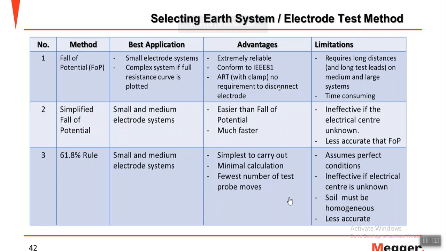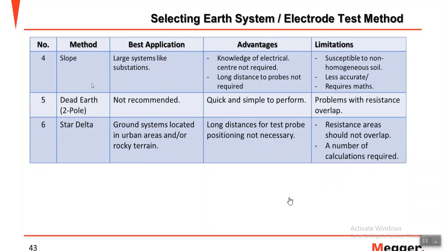technique. I didn't explain this, but it is actually almost the same as the clamp on, but here this method still uses the fall of potential, and we add one clamp to measure the current flowing to the electrode under test. The limitations you can also see on this chart. And simplified fall of potential can be used on small and medium electrode systems with some advantages and some limitations. And the slope test is especially very good for large systems like in a substation.